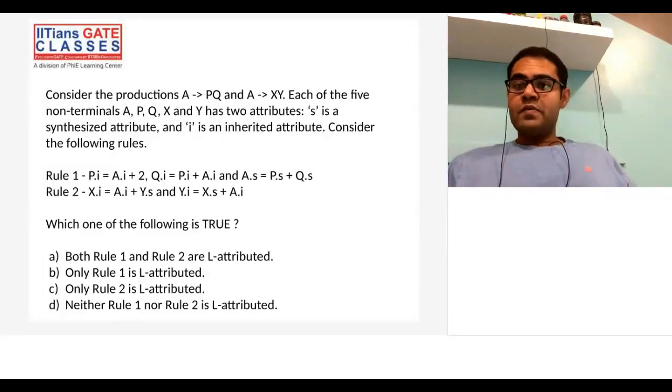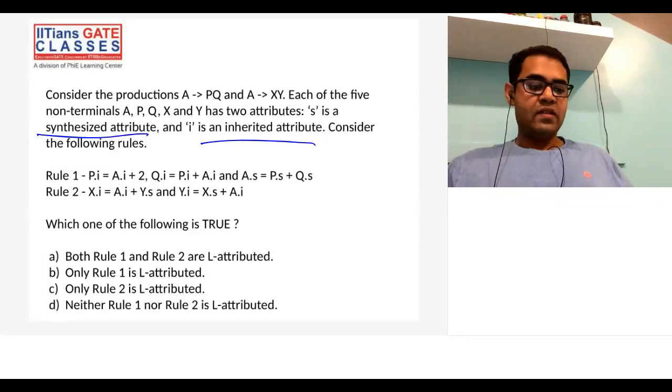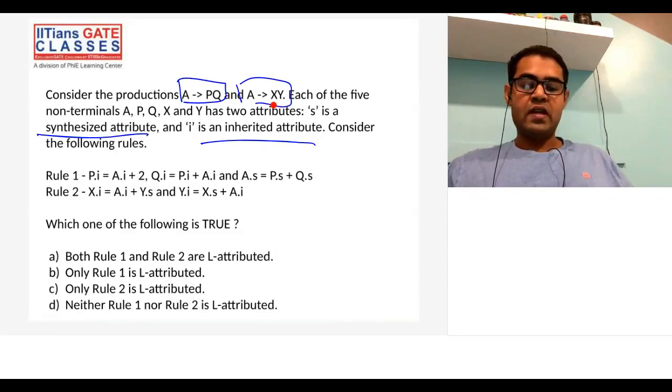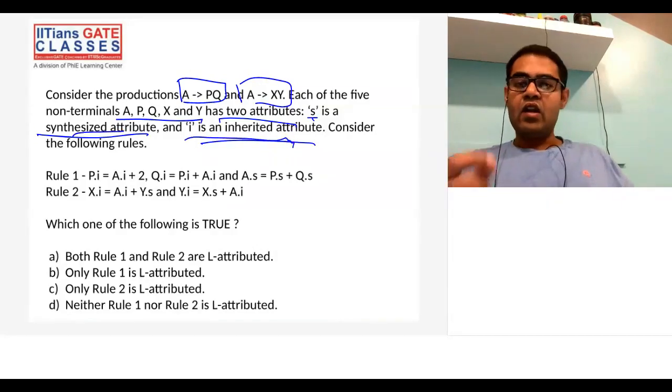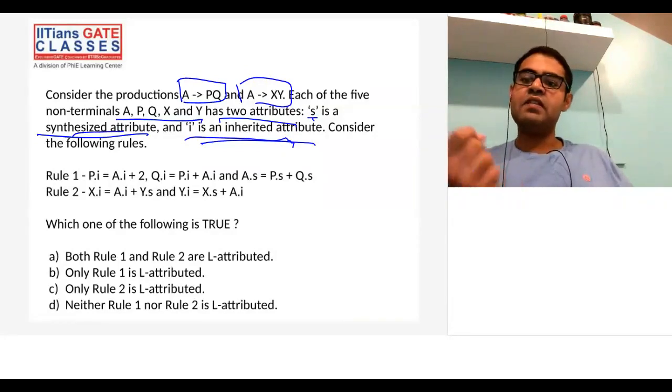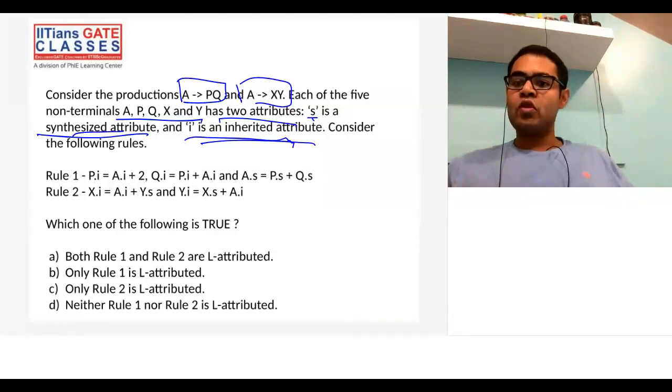So this problem is based on synthesized attributes and inherited attributes. Okay, so let's see the problem. There are two productions given to you: A derives PQ and A derives XY, and 5 non-terminals are there. Fine. 2 attributes are there. S is a synthesized attribute and I is an inherited attribute. Okay. Now every non-terminal may have multiple inherited attributes, multiple synthesized attributes. Okay. So more information on this you can find when you do the semantic analysis phase.